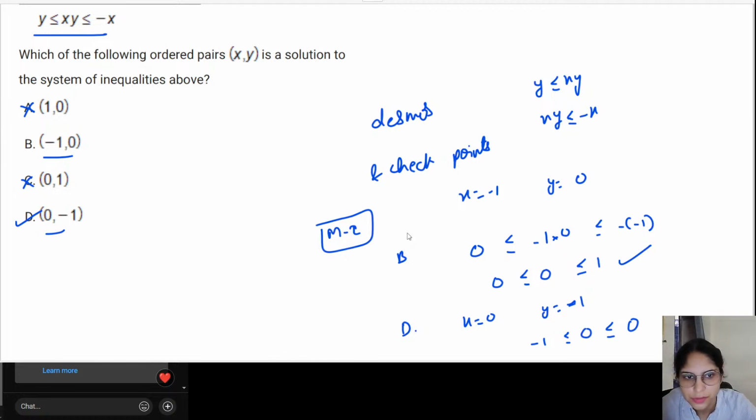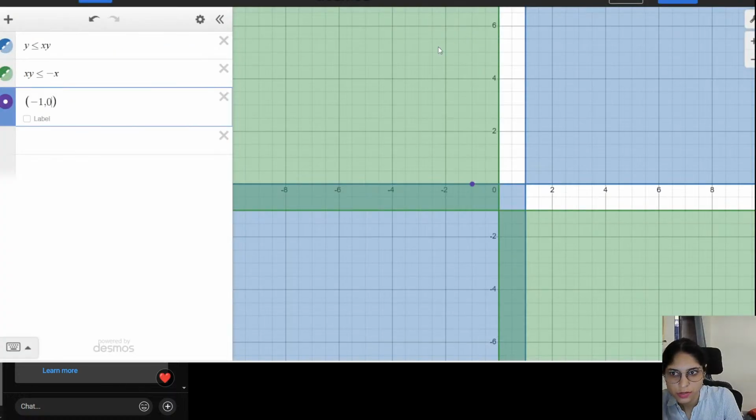This is weird. This is going to be 0, this is going to be 0, this is going to be 1. It's going to be negative 1, it's going to be 0, it's going to be 0. I have no idea what they're trying to do, but just because negative 1, comma 0 is on the boundary here, and 0, comma negative 1 is over here, I'm choosing this.